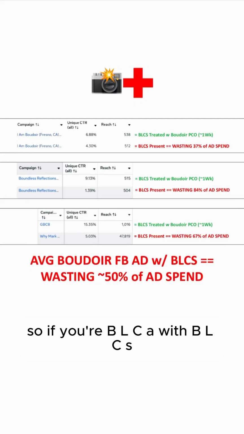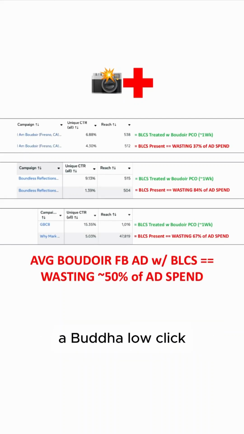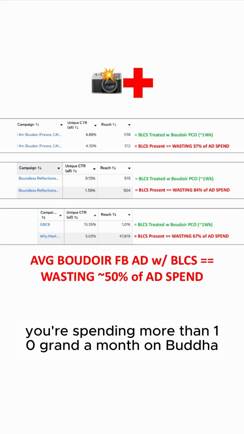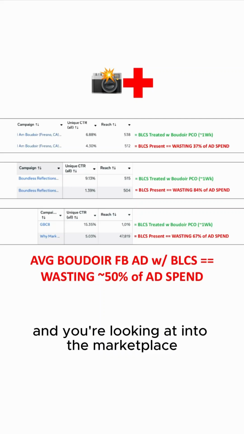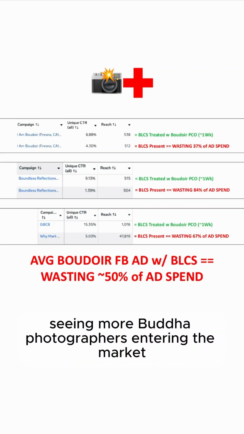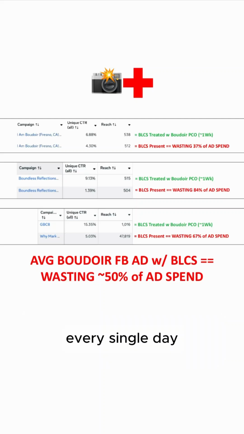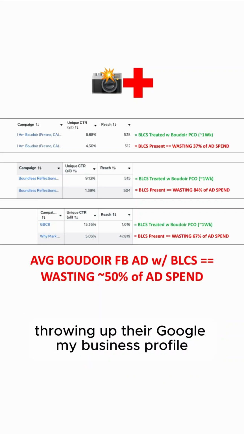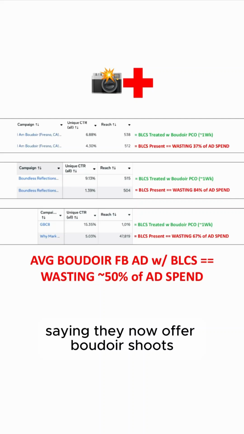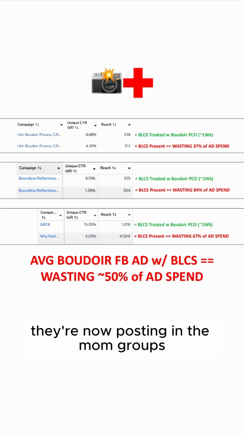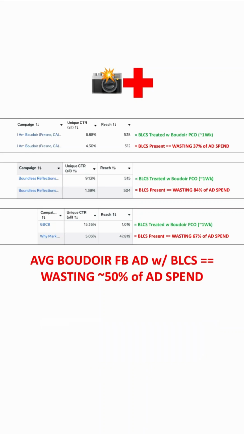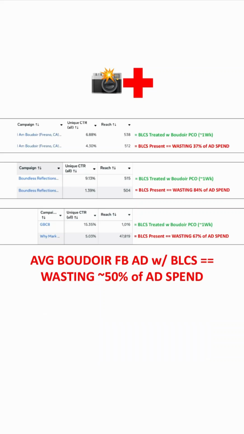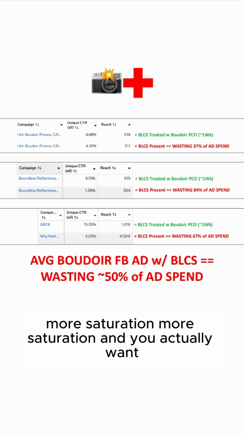So, if you're a BLCA with BLCS, a Boudoir low click advertiser with Boudoir low click syndrome, and you're spending more than 10 grand a month on Boudoir Facebook ads, and you're looking at the marketplace, seeing more Boudoir photographers entering the market every single day. Seems like anytime someone gets a new iPhone, they are throwing up their Google My Business profile, saying they now offer boudoir shoots, or if they get a new camera, they're posting in the mom groups, saying they now offer boudoir shoots. So you see more boudoir photographers in the market competing for the same number of buyers. More saturation, more saturation, more saturation.